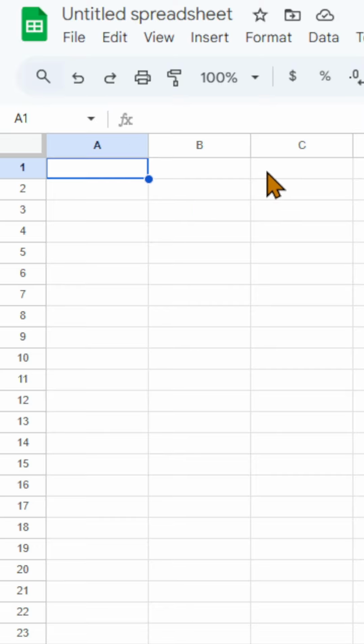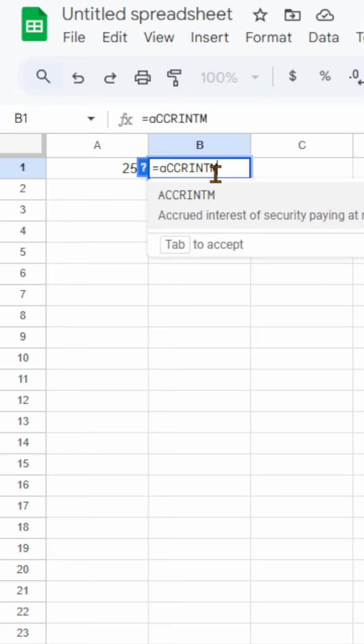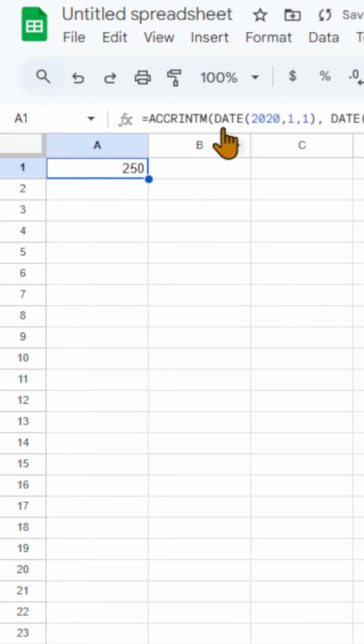Welcome to episode 2. Today we're doing ACCRINTM, and here is our example. Equals ACCRINTM, date 2020, January 1st. This is the issue date, obviously. And then the maturity date, which is 2025, January 1st.